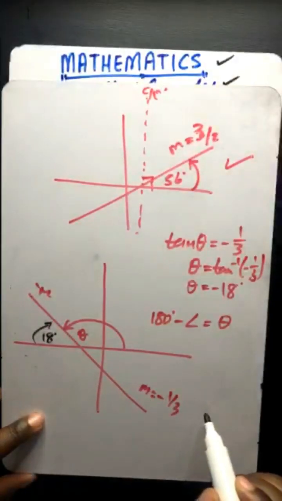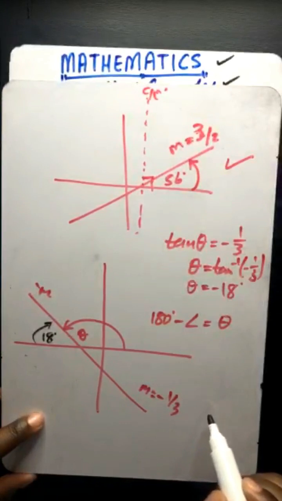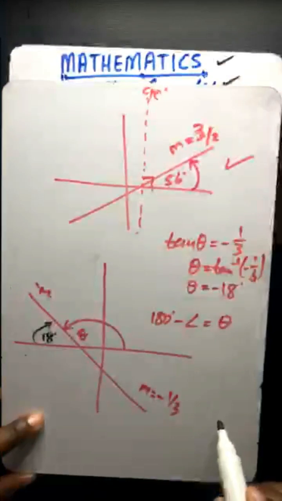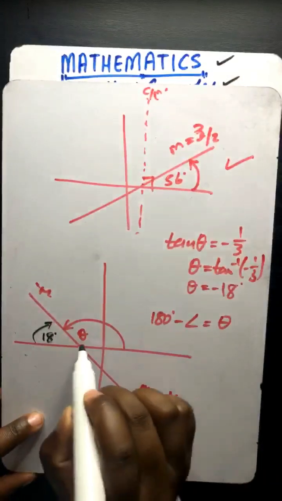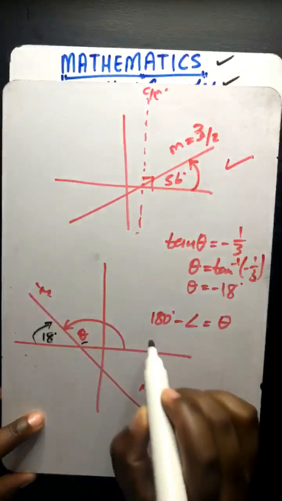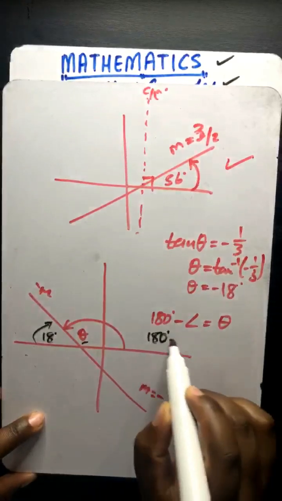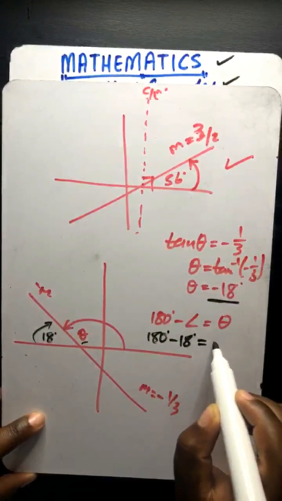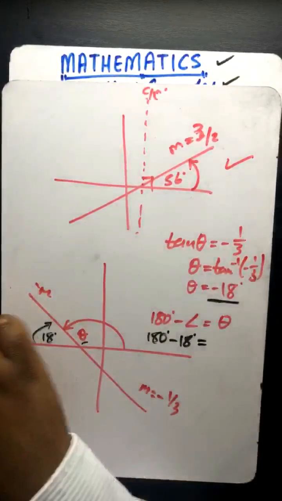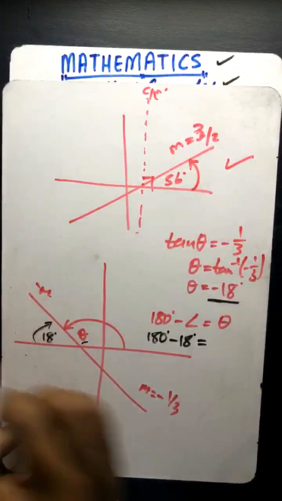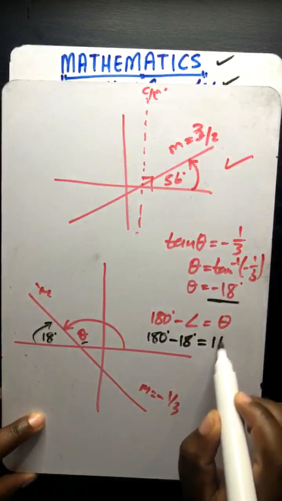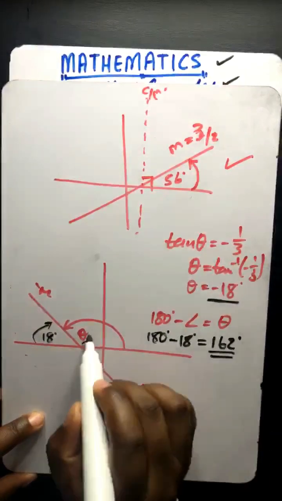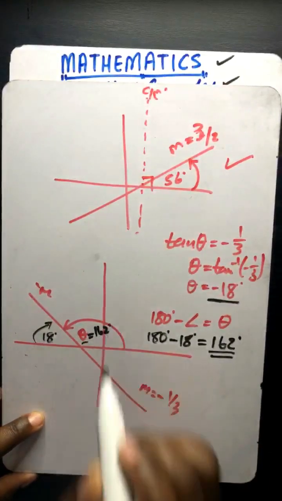We know that an angle of inclination is that angle in an anti-clockwise direction. So for you to calculate that angle of inclination, you're going to say 180 degrees minus whatever you got there, and that will be your angle. Let's see, that minus that gives you, let's say, 162 degrees. So this is your angle of inclination.